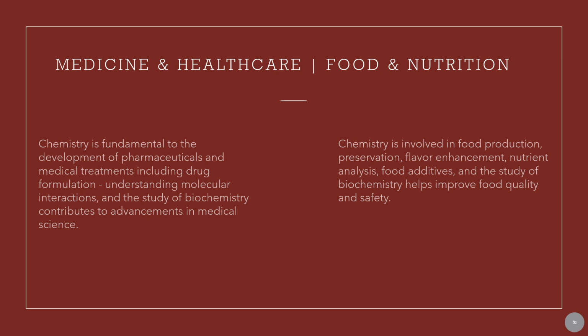So for food and nutrition, obviously chemistry is involved in food production. We've had breakthroughs in the last 100 years on food preservation, flavor enhancement for better or worse, nutrient analysis, food additives, again, for better or worse. And the study of biochemistry helps improve food quality and safety, which is definitely for the better, not much for the worse on that one. So chemistry has been fundamental in making food safer and more secure, and we're able to feed a lot more people and have a lot less food waste because of that.